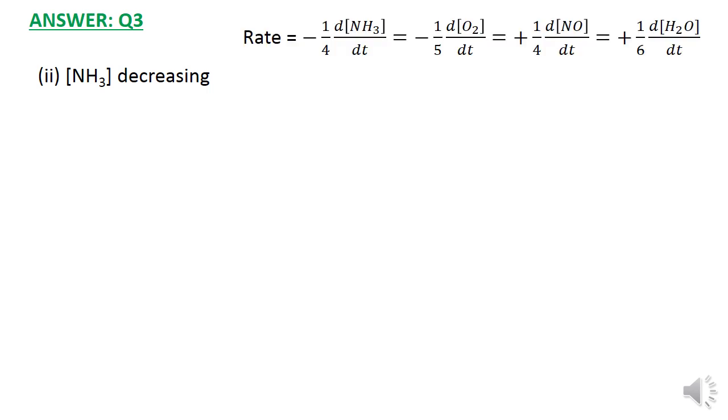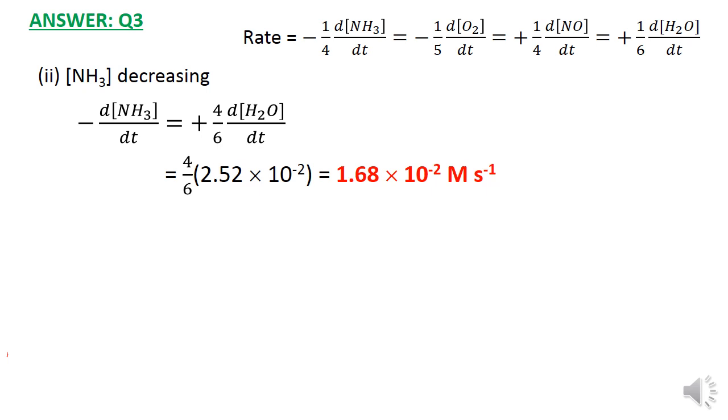For question number 3, to find the rate for the decreasing of ammonia, we relate the rate for the decreasing of ammonia with the increasing of H2O. Here, we can put 4 over 6, like this equation. So the rate for the decreasing of ammonia equals 4 over 6 times the rate for the increasing of H2O.